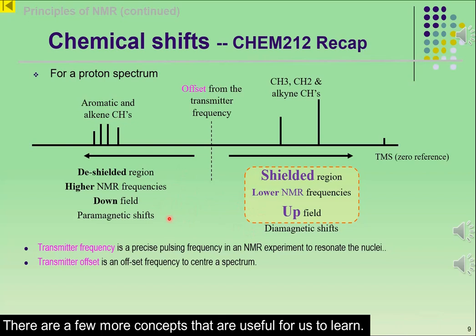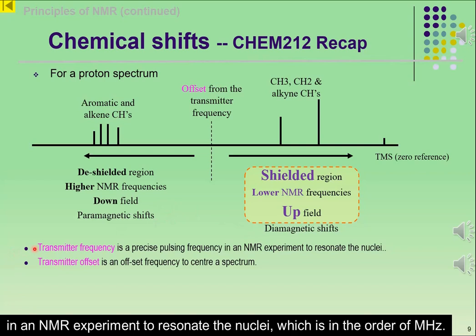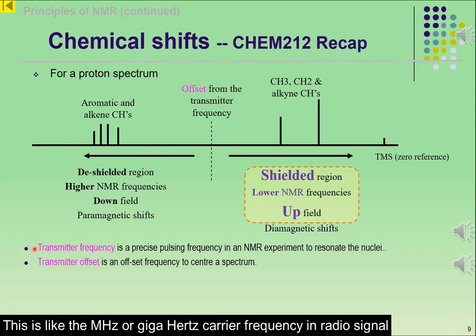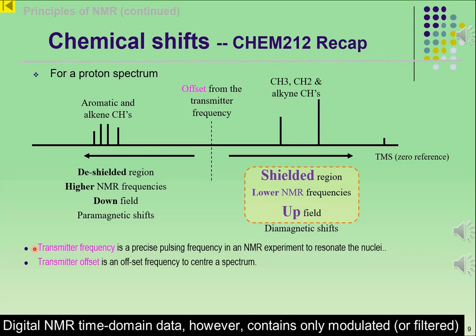There are a few more concepts that are useful for us to learn. The first concept is transmitter frequency. It is the precise pulsing frequency in an NMR experiment to resonate the nuclei, which is in the order of megahertz. This is like the megahertz or gigahertz carrier frequency in radio signal transmission technique, which carries 20 to 20,000 Hz sound to a distance.